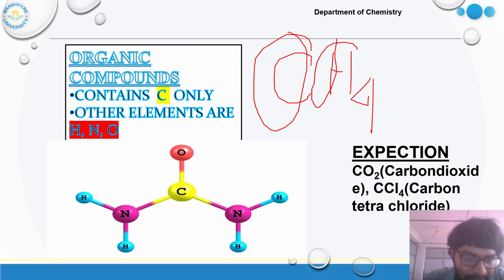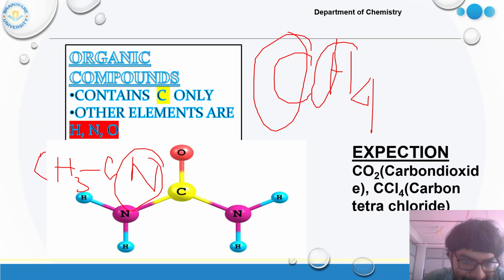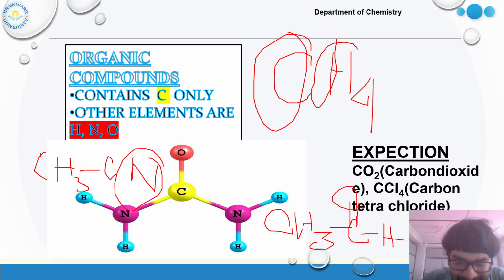Similarly, just look at this. CH3CN, methyl cyanide. What does it contain? It contains carbon, hydrogen and nitrogen. Similarly, proceed to CH3CHO. What does it contain? It contains carbon, hydrogen and oxygen.